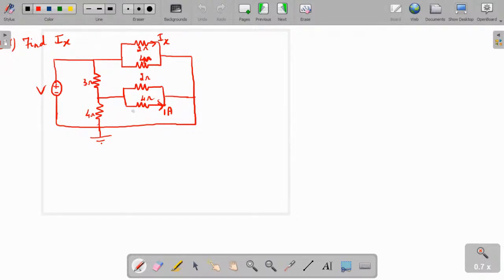Yes, so here what is the voltage drop across this 4 ohm resistor? Because they have said that 1 ampere current flows here. So what is the voltage drop? V is equal to IR, here 4 volt. So the same 4 volt drop will be there across this 2 ohm resistor. So what is the current through this 2 ohm resistor now? V by R, 4 by 2, so 2 ampere. So here the current will become 3 ampere.